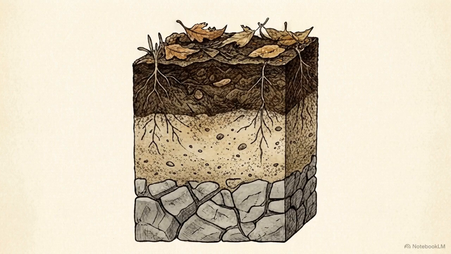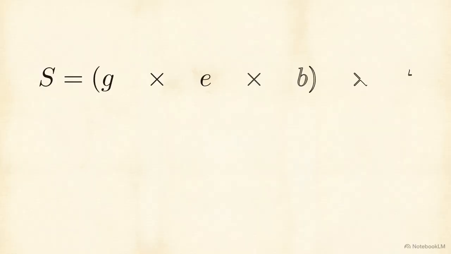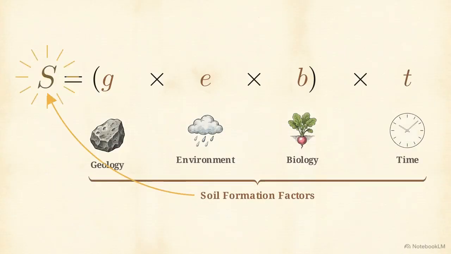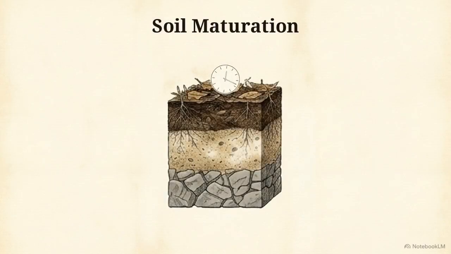Below the atmosphere, the physical and chemical architecture of the ground presents its own constraints, known as edaphic factors. Defined by the Dokuchaev equation, soil is the product of parent geology, modified by the environment, acted upon by biological influences, and matured over time. As time passes, soil matures through distinct chemical pathways.